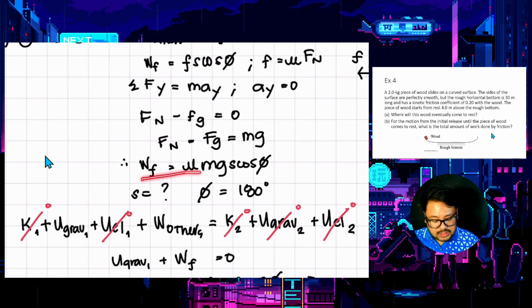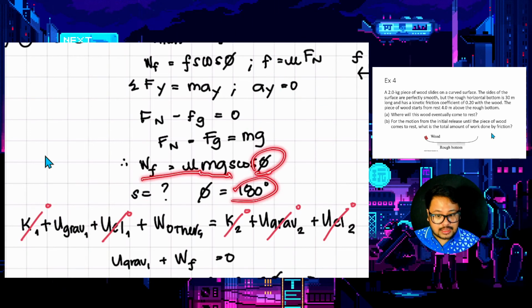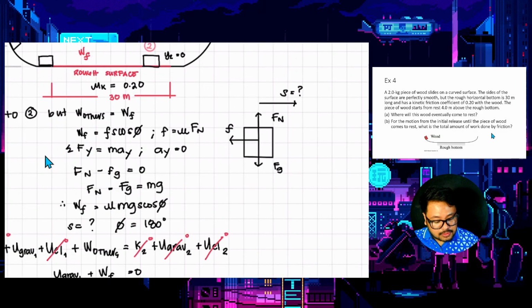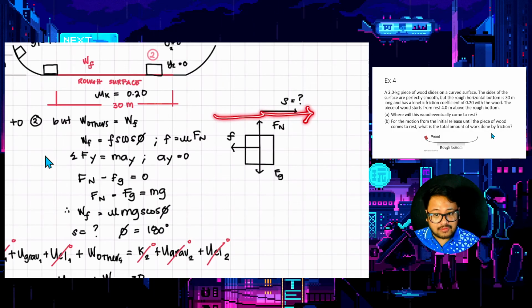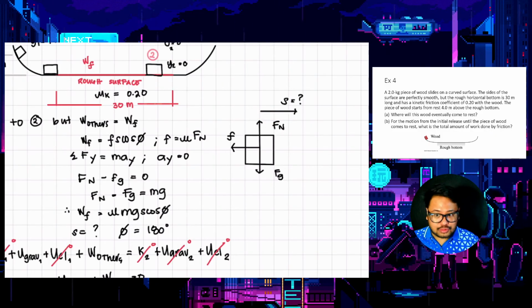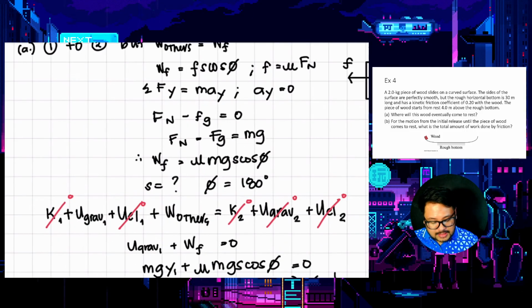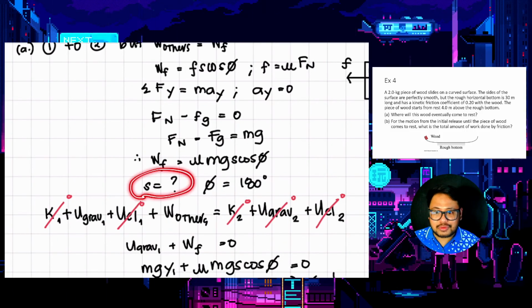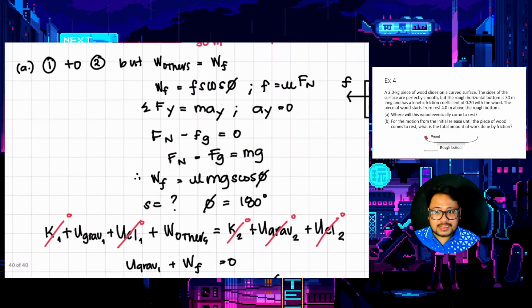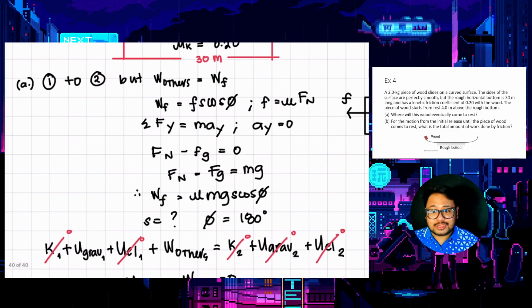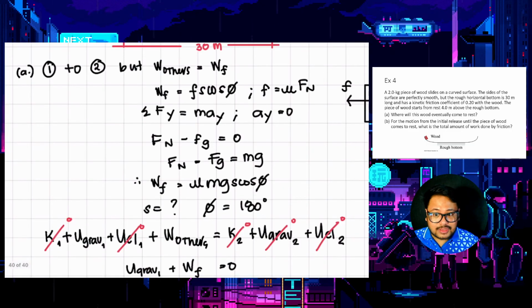So Fn is just equal to Fg, equal to mg. Work done by friction is equal to mu mg s cos phi, where phi is just equal to 180. Why 180? Because our displacement is going to the right and our friction force is going to the left, going against the motion. So 180. It's doing negative work also. S is unknown because we do not know at what distance the friction is doing the work. But what we know is that it will eventually stop at this distance here.